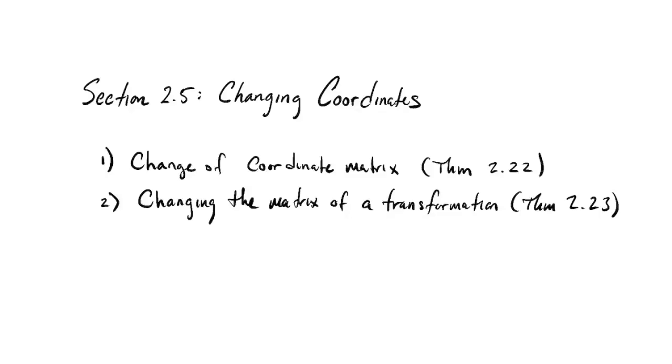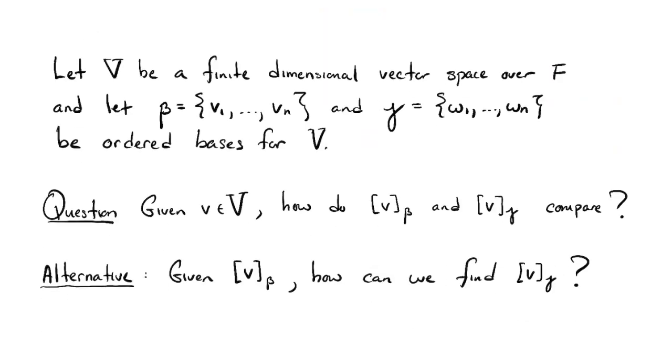In section 2.5, we're going to look at the problem of how we change coordinates in vector spaces. In particular, in this first lecture of section 2.5, I want to show you how you can find the so-called change of coordinate matrix, which converts coordinates of vectors in one basis into coordinates in another. That's theorem 2.22. And then I want to talk about the same idea, but converting the matrix of a transformation from one basis to another. That's theorem 2.23. Okay, let's just get going here.